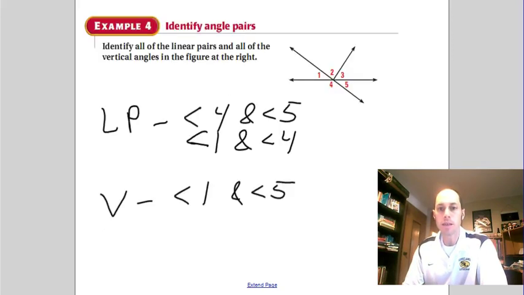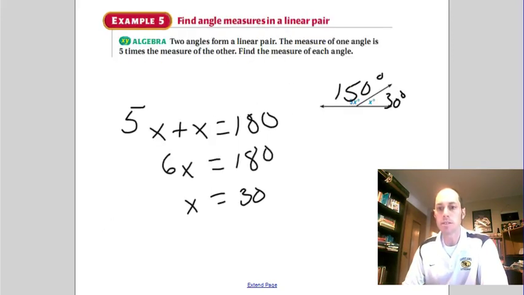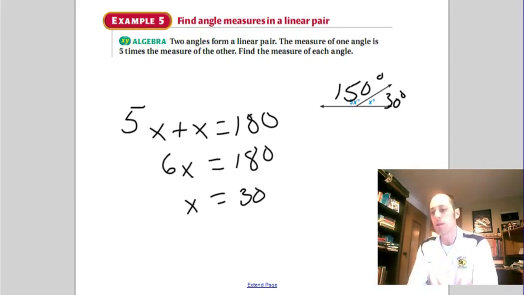And those are the types of angle pairs that we worked with, and we can create equations to help us solve them. You have some practice problems where you're going to be applying those concepts.